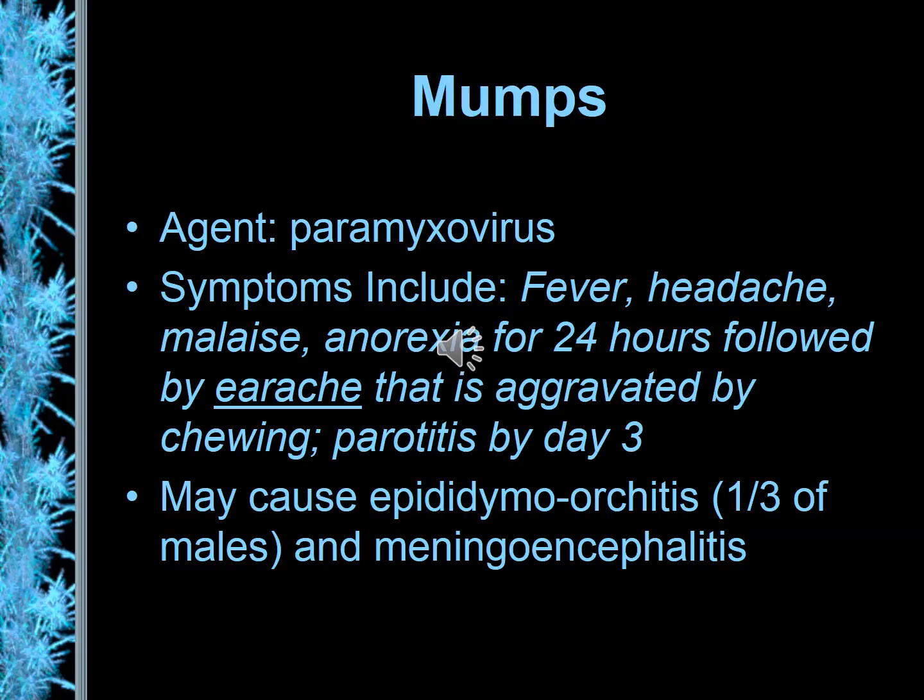Complications we want to watch for is that if they've reached puberty and have gotten mumps, orchitis, or inflammation of the testes, can occur, and they can become sterile for boys that get this. Other complications may be encephalitis, meningitis, oophoritis or inflamed ovaries, or mastitis. But the main thing with mumps is truly prevention.